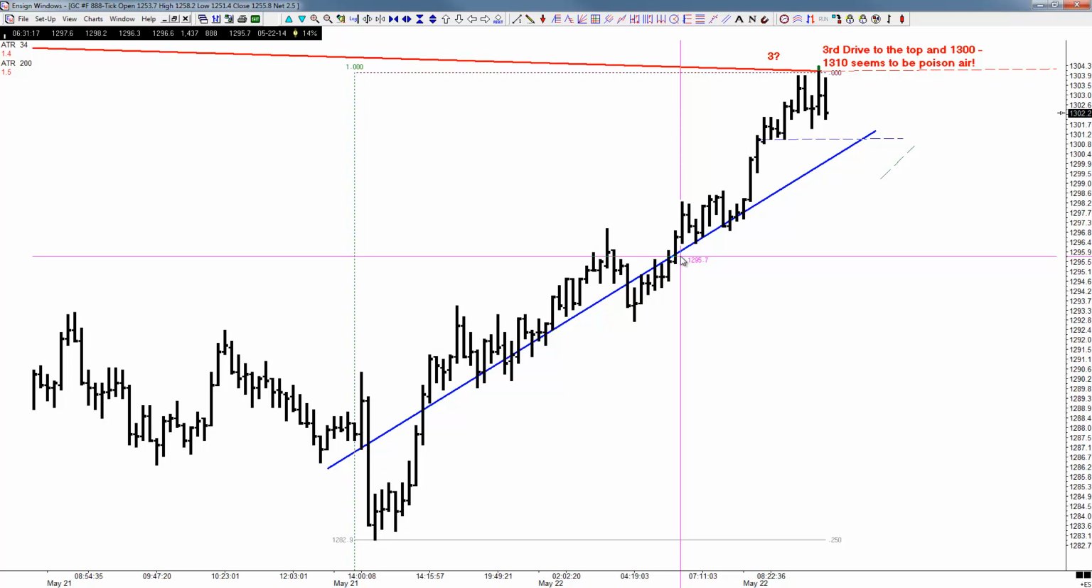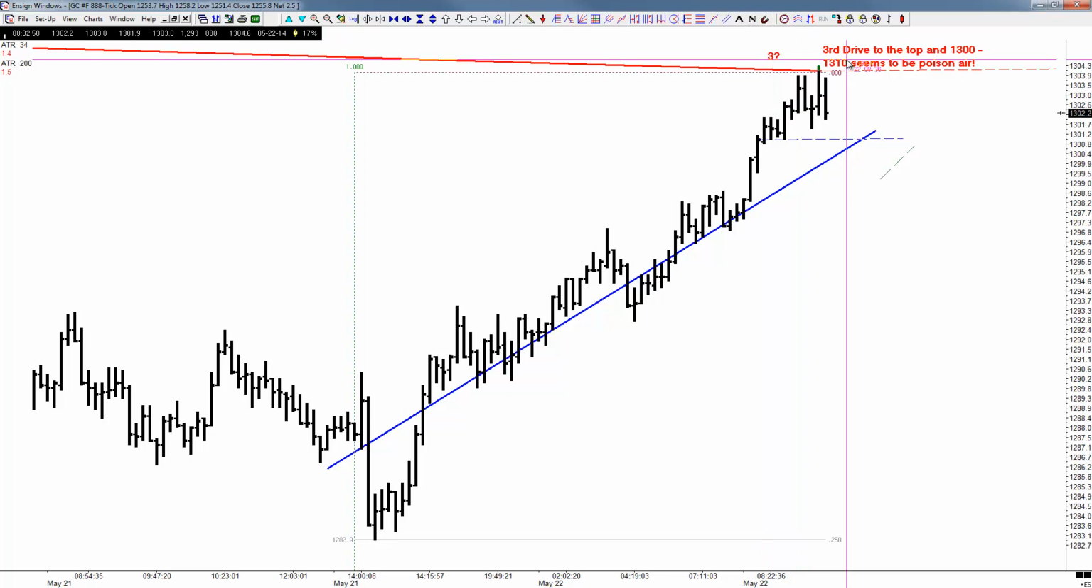I don't know if it's sellers. I don't know if it's that everybody that wants to buy above 1300 is already long up there, and that there are bargain hunters down here, but nobody interested up here. Does that make sense? Gold's a funny old thing.